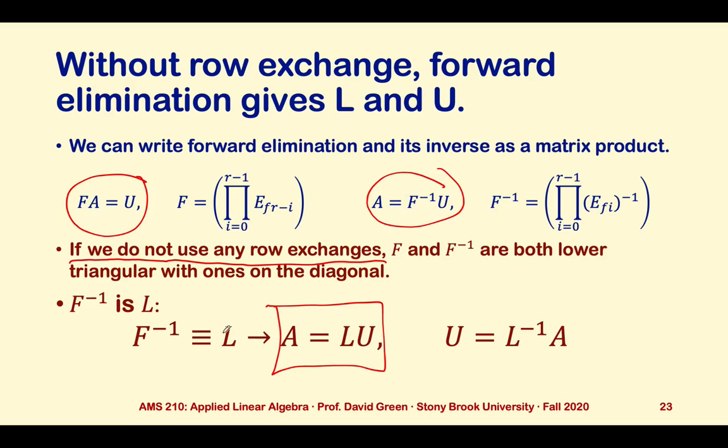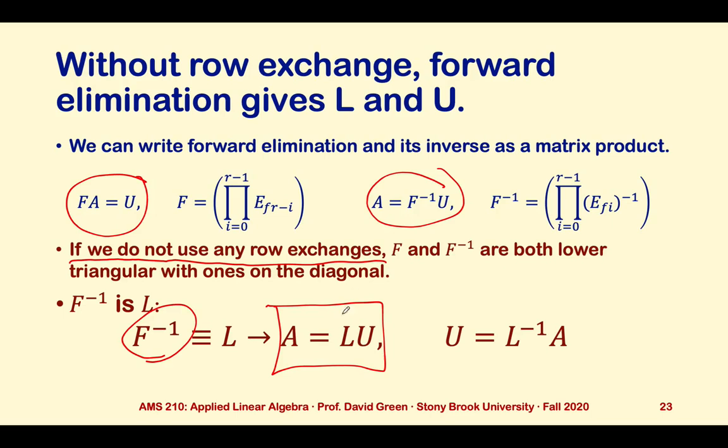How do we do that? We simply define this inverse, this F inverse, to be L. It is a lower triangular matrix, 1s on the diagonal. This is what we are going to be defining as L. And once we've made that definition, we can also rewrite this expression, FA equals U, as U equals L inverse times A.